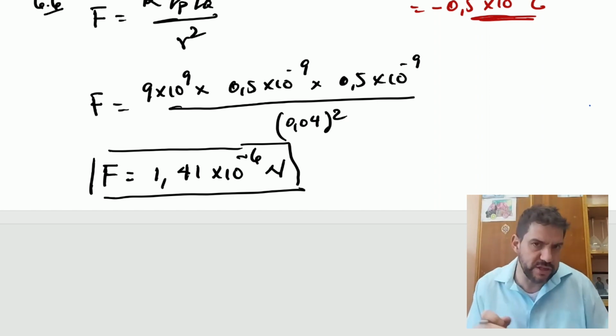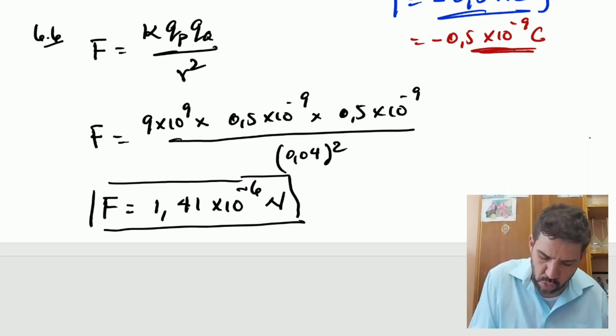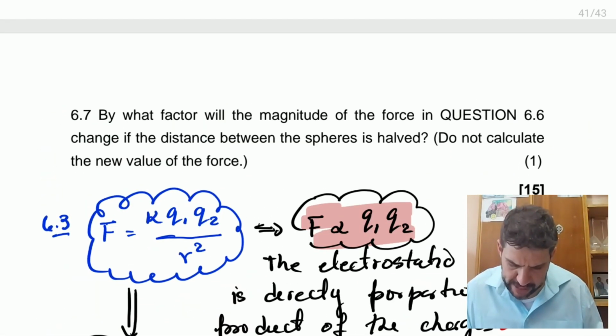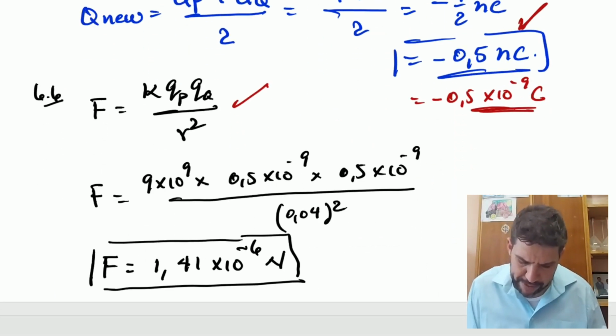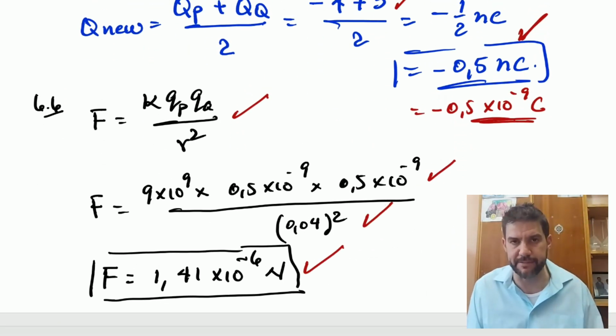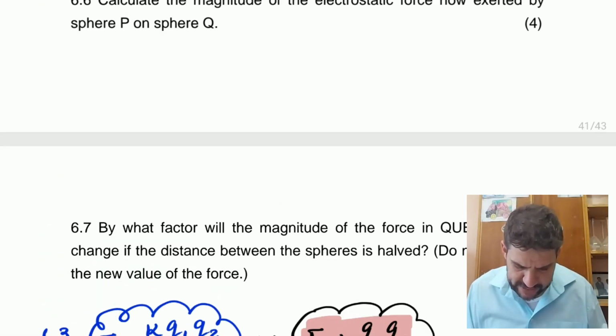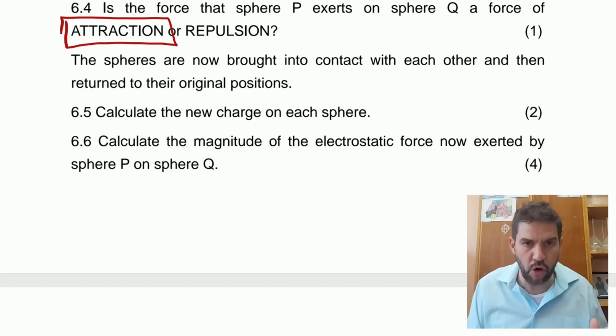Now, the question is up until here. They ask you to calculate the magnitude, which is that one there. The marks allocated in this question is 4. So it's one mark for the numerator, one for the denominator, one for the final answer. But I want to mention something. The question says that is the force P on Q.